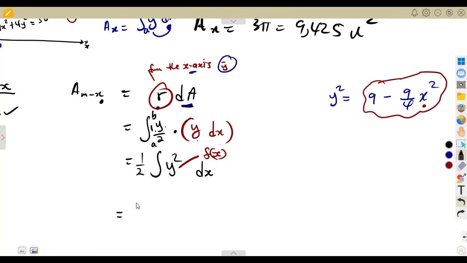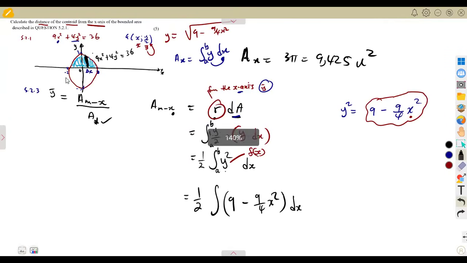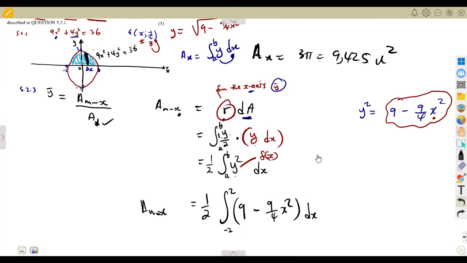So this is going to be 1 over 2 the integral of y squared, or you square that square root and still get this. But already y squared is there in terms of x, so this is the one that you're going to integrate with respect to x with your limits. Remember our limits a and b. With this diagram of ours, our limits are from -2 up to 2. So that's our area moment about x, just like that.